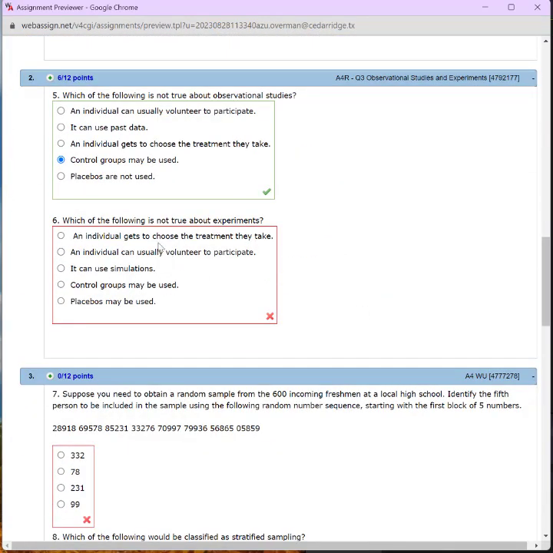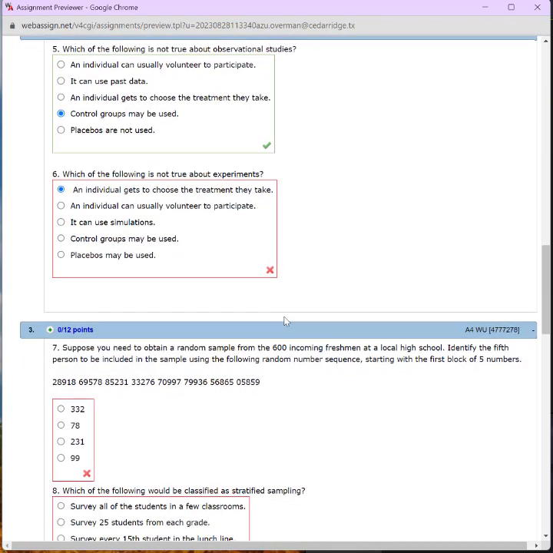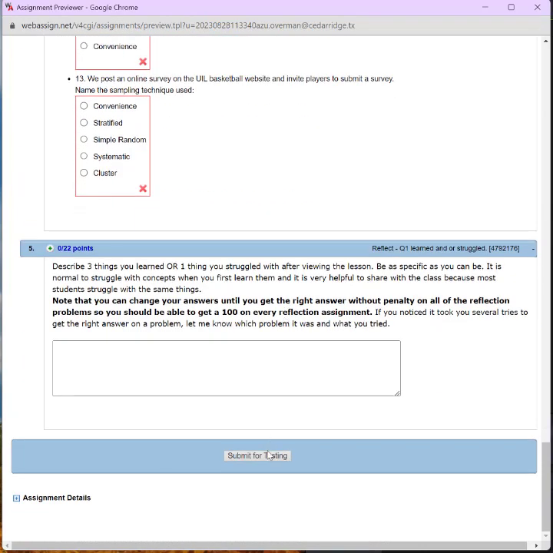And then which of the following is not true about an experiment? Well, individuals do not get to choose which treatment they take. They can volunteer. You can use simulations. You want to use control groups, and placebos may or may not be used for experiments. So I'll submit that.